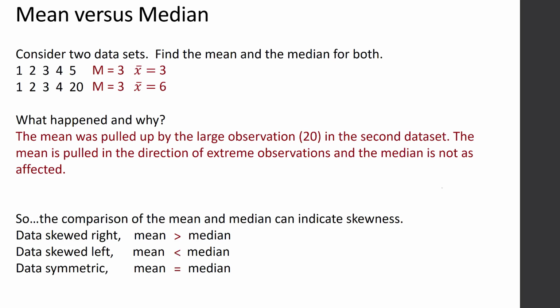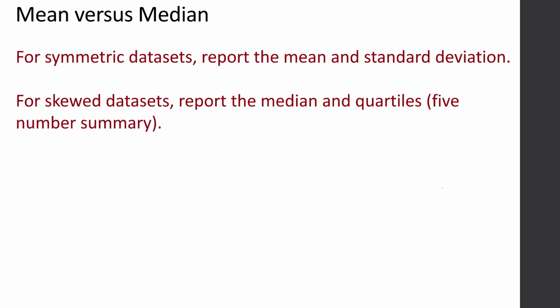And if the data is symmetric, the mean is going to be approximately equal to the median. If it's exactly symmetric, it'll be exactly equal. But typically in the real world, we have not exactly symmetric data sets. We have approximately symmetric data sets. All right, so when you have a symmetric data set, you're going to report the mean and standard deviation. But if you have skewed data sets, you're going to report the median and quartiles, maybe in the 5-number summary.